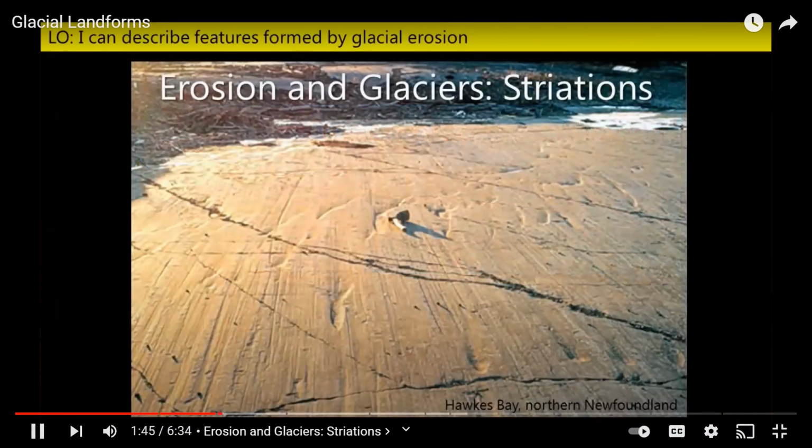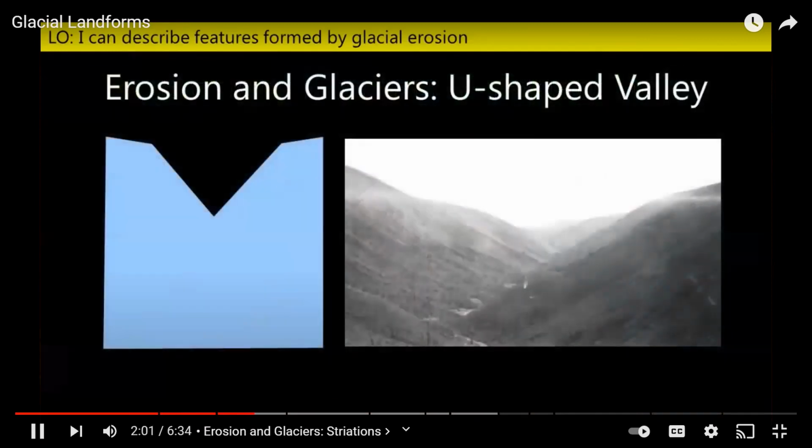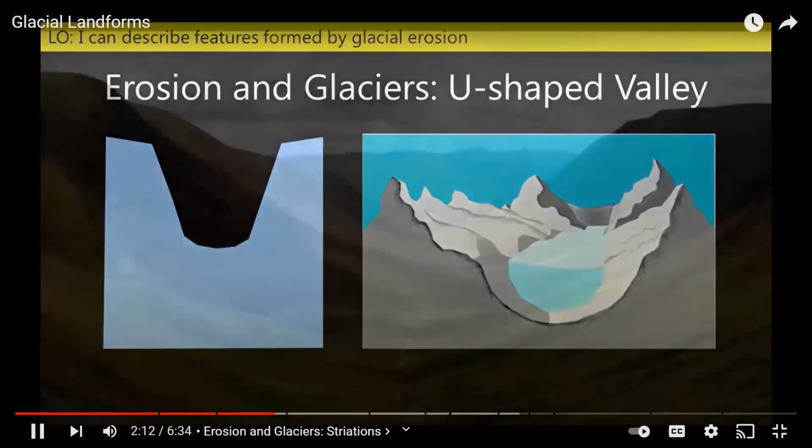Abrasion leaves behind telltale striations in the bedrock that identify the direction of the motion of the ancient glaciers. Some striations, like these grooves worn into this limestone bedrock, can be very deep, indicating that they were formed below thick, powerful ice sheets. The combination of plucking and abrasion deepens and widens V-shaped stream valleys to produce a U-shaped profile characterized by a flat valley bottom and steep sides.